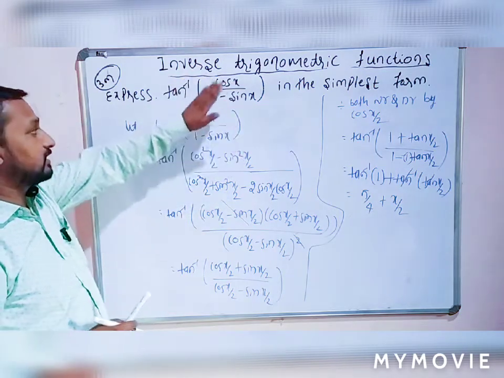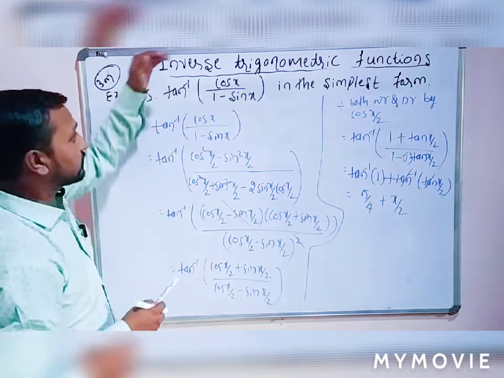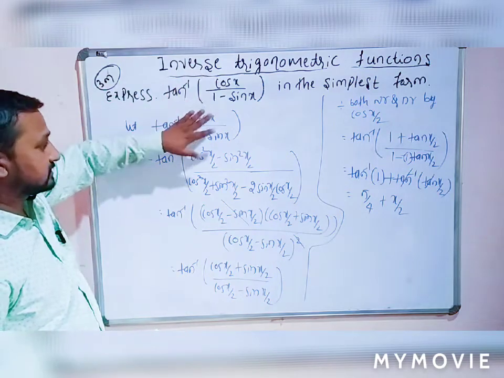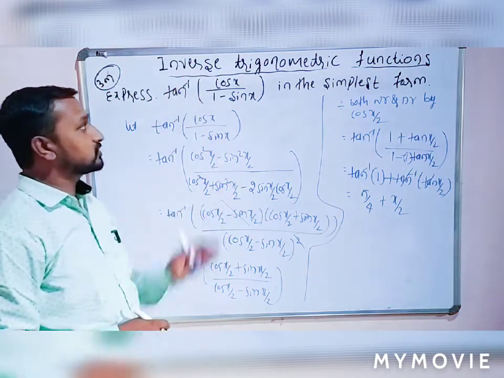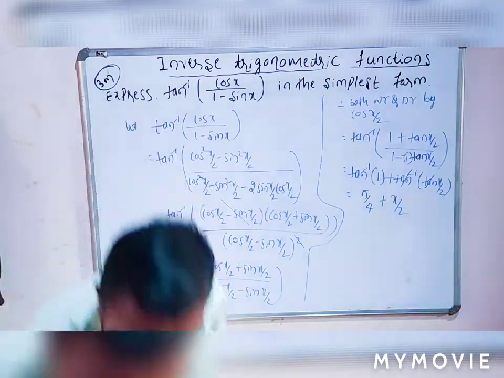Is that clear? We'll take cos x is equal to cos square x by 2 minus sin square x by 2. You compare numerator as well as denominator. This is the example. So note this example, students. This example is very important.